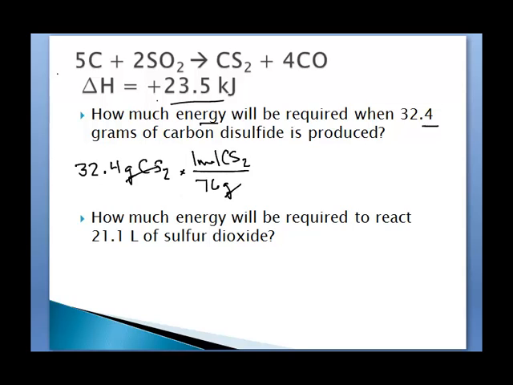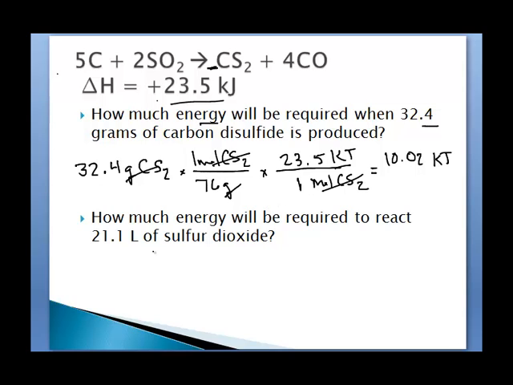So our grams cancel. And then again, we're going to put moles of carbon disulfide in the denominator and our energy in the numerator, kilojoules. And we're going to put the coefficient in front of carbon disulfide from the formula, which is 1. So everything is going to cancel except kilojoules. And when we do the math, we'll get 10.02 kilojoules.